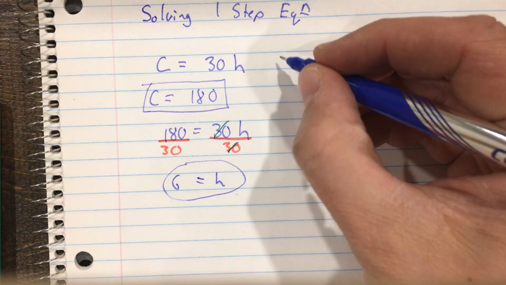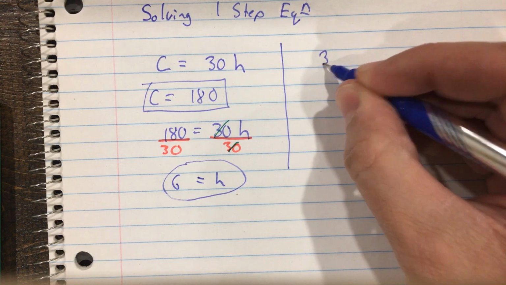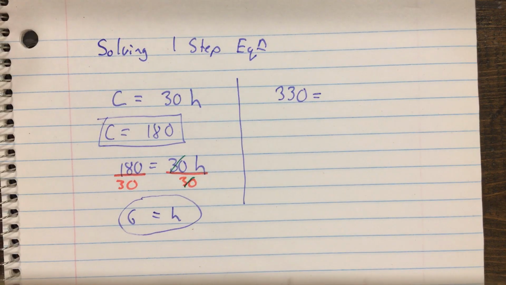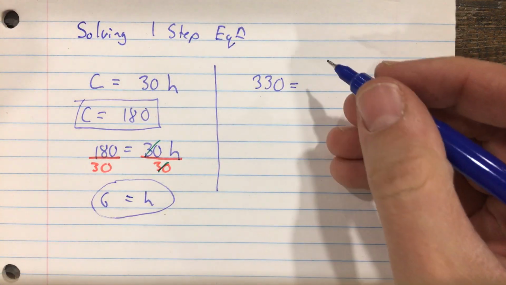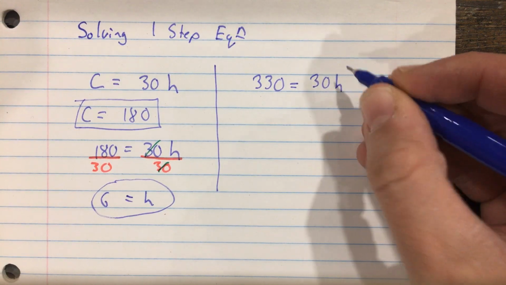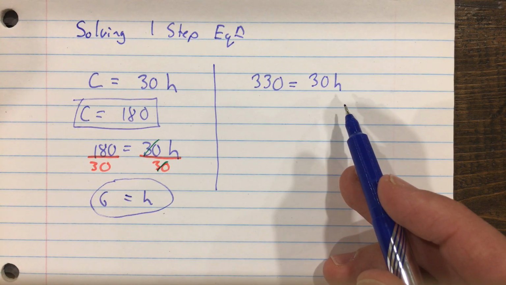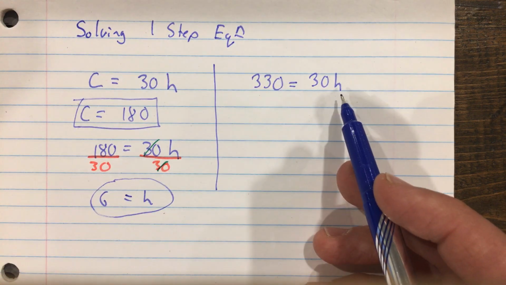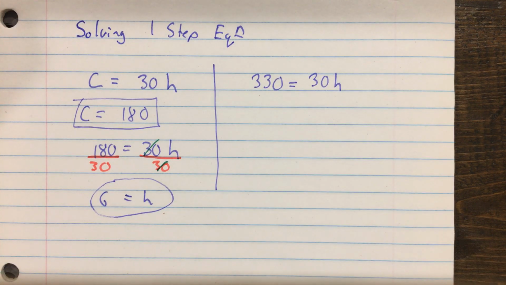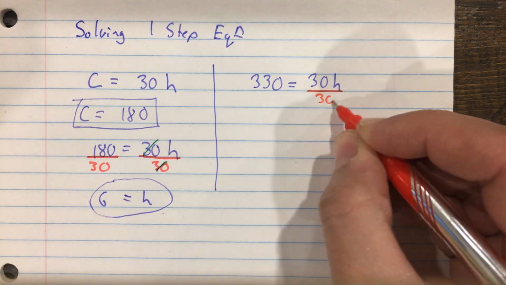Now let's say you went on a longer canoe trip. So you had a cost of $330. At this point, you might be better off to start buying your own canoe if you're going on these long trips. But let's say your cost was $330 and you still know that it costs $30 per hour. So now we're trying to figure out how many hours did you use it for? Well, the same thing. What's happening to my variable h? Well, it's being multiplied by 30. We need to undo that operation. To undo that operation, we need to divide by 30.